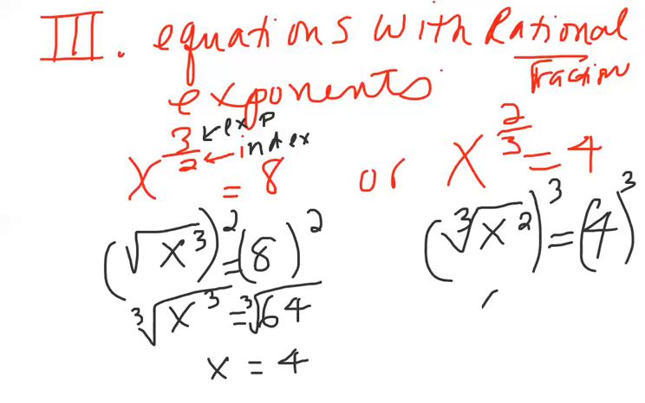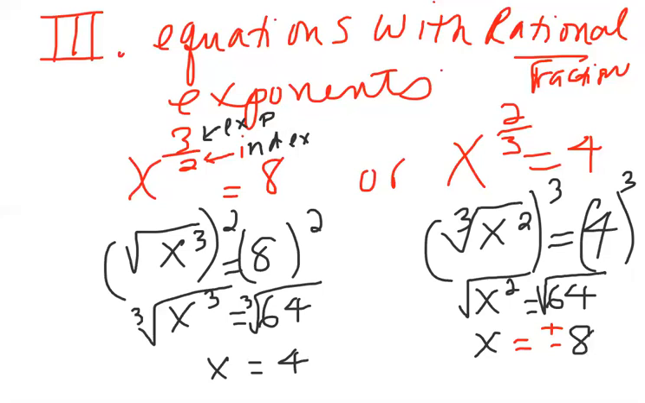So this would leave you with x squared is equal to 64. And then you would take the square root of both sides. Now guys, here's the catch. Whenever you take the square root of both sides, you always get a compound solution, as in x will equal plus or minus 8.